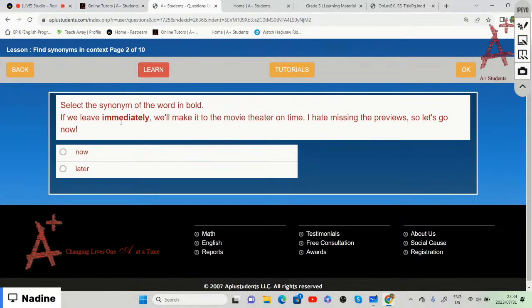If we leave immediately, we'll make it to the movie theater on time. I hate missing the previews. So let's go now. Immediately, we need to select the synonym of the word in bold, which is immediately, right? And we need to find the word that's similar in meaning to immediately within the sentence. So, immediately, does it mean now or does it mean later?